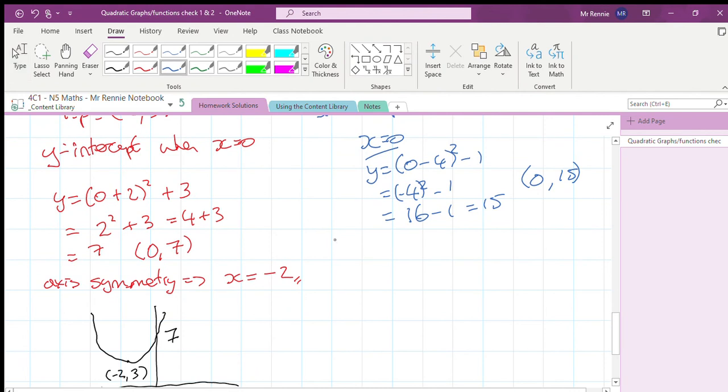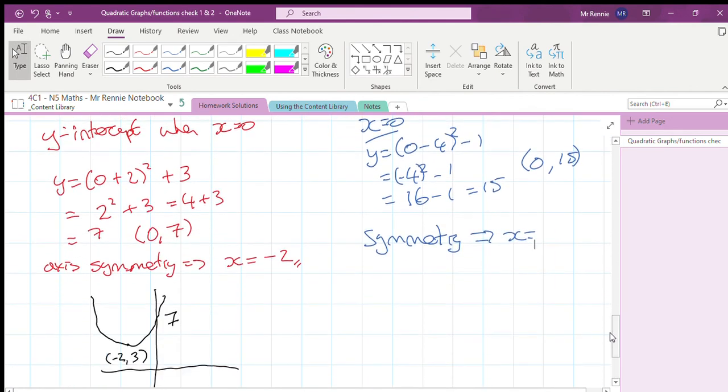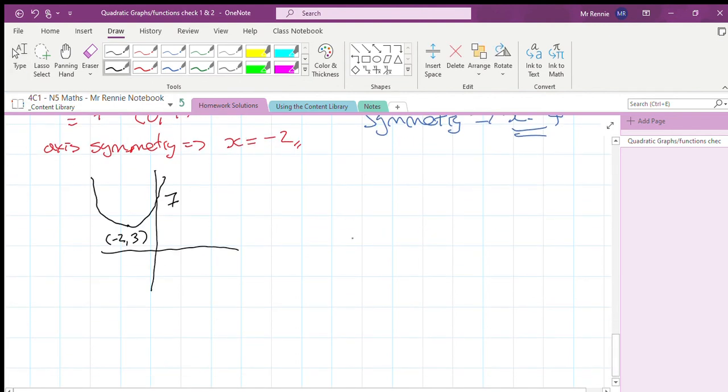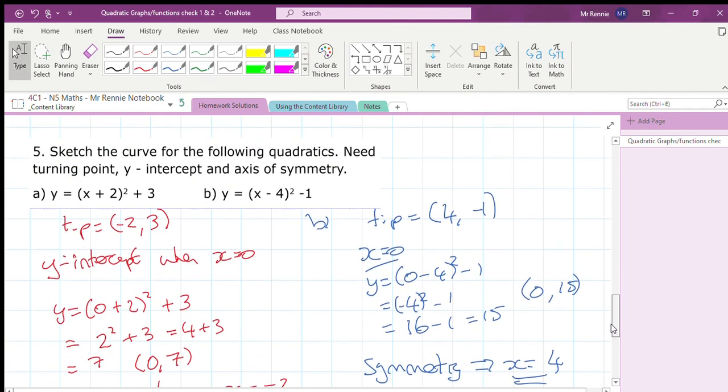Again, symmetry. That's going to be when x is the value of its turning point. So if I do that, the turning point is 4. So x will be 4. That's that there. And we're then going to draw our sketch for this quadratic. So if I then sketch this, I go 4 along, 1 up. So that's my coordinate there. I then sketch it like that. So we get it there now.